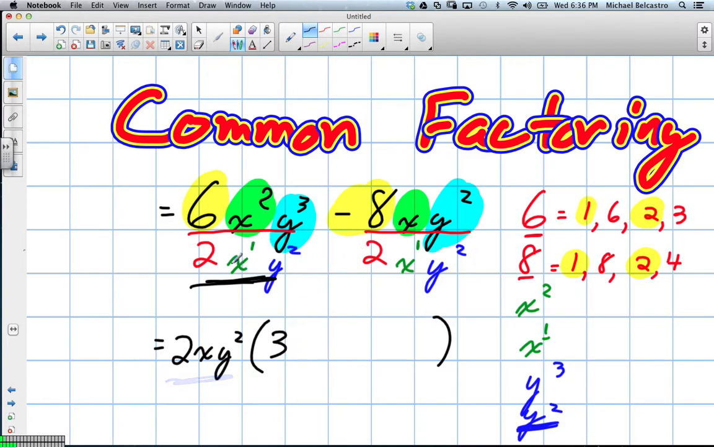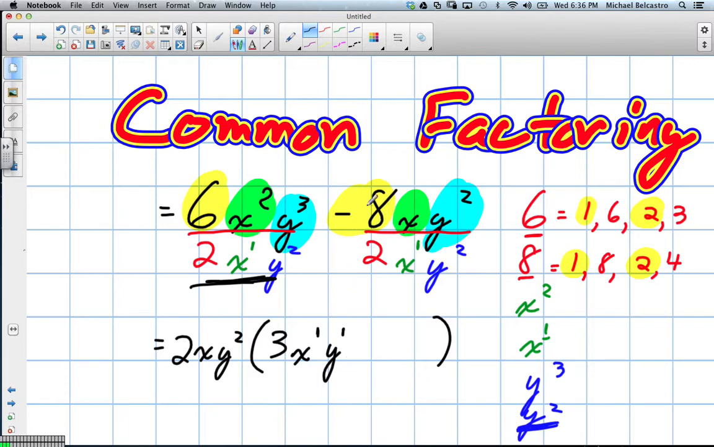X squared divided by x to the power of 1. Well, we subtract the exponents. So 2 subtract 1 gives us 1. So we still have x to the power of 1. We know we're going to have a y, and we subtract our exponents. What's 3 subtract 2? 1. So that's the exponent.